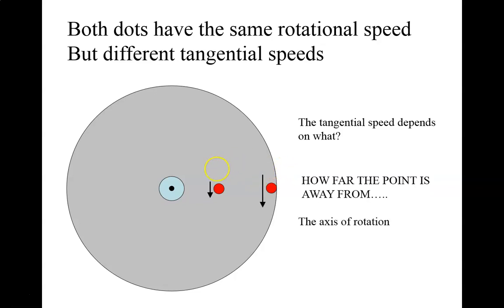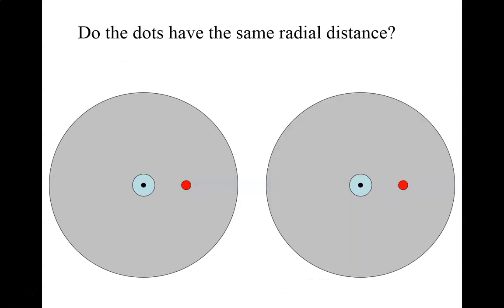So what determines the tangential velocity for objects on a fixed object that's rotating is the distance from the axis of rotation. So the further away you get from the axis of rotation, the greater your tangential speed is going to be.